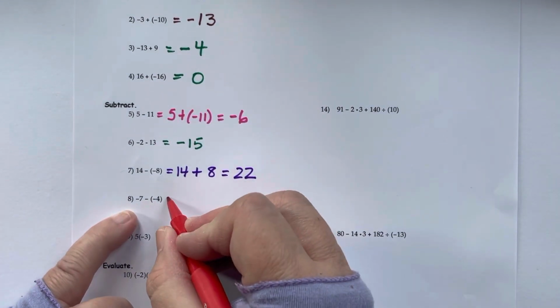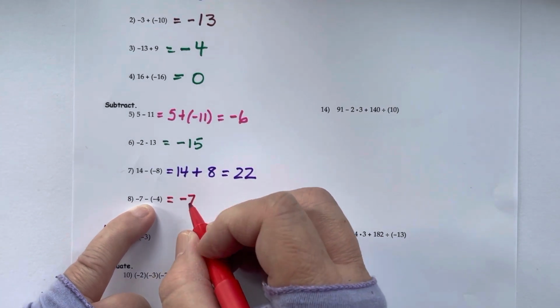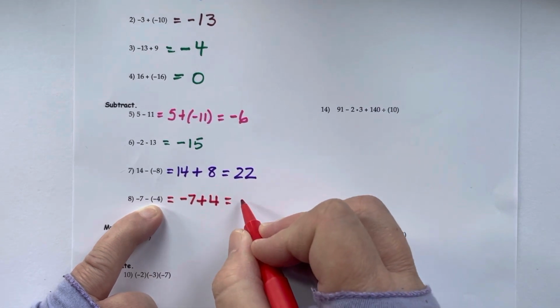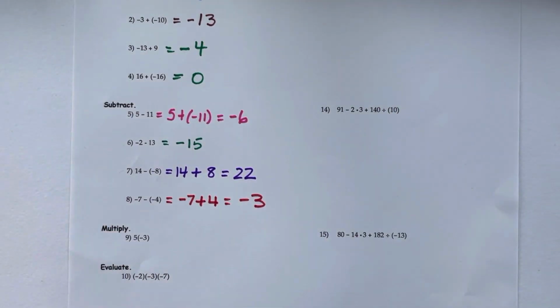All right, so I'm going to rewrite this one just to play it safe. I have a negative 7, and I'm not subtracting 4, I'm adding 4. That's going to give me a negative 3. All is well. Okay.